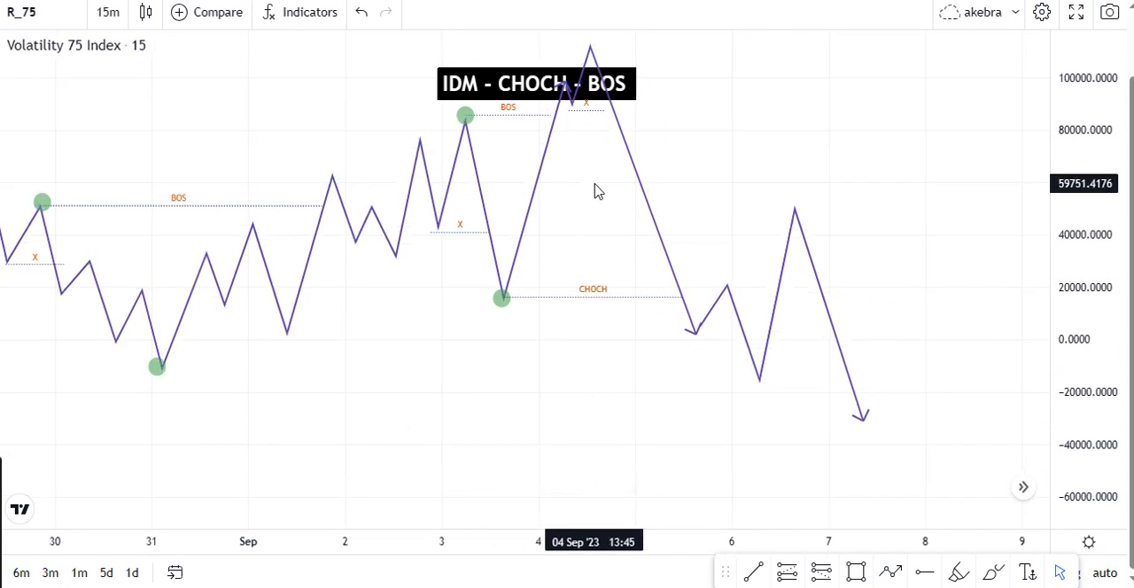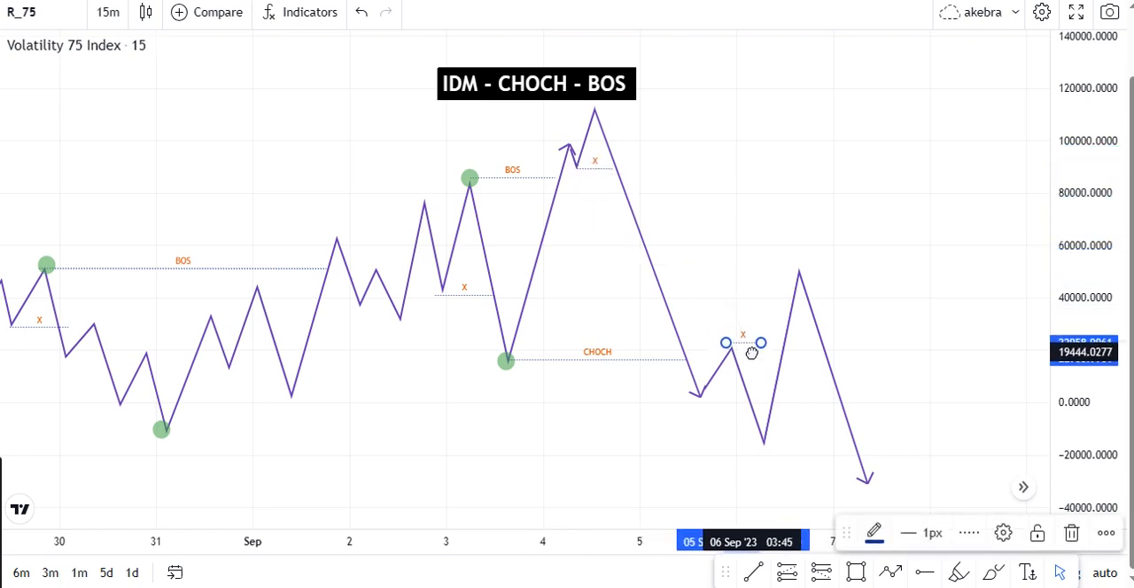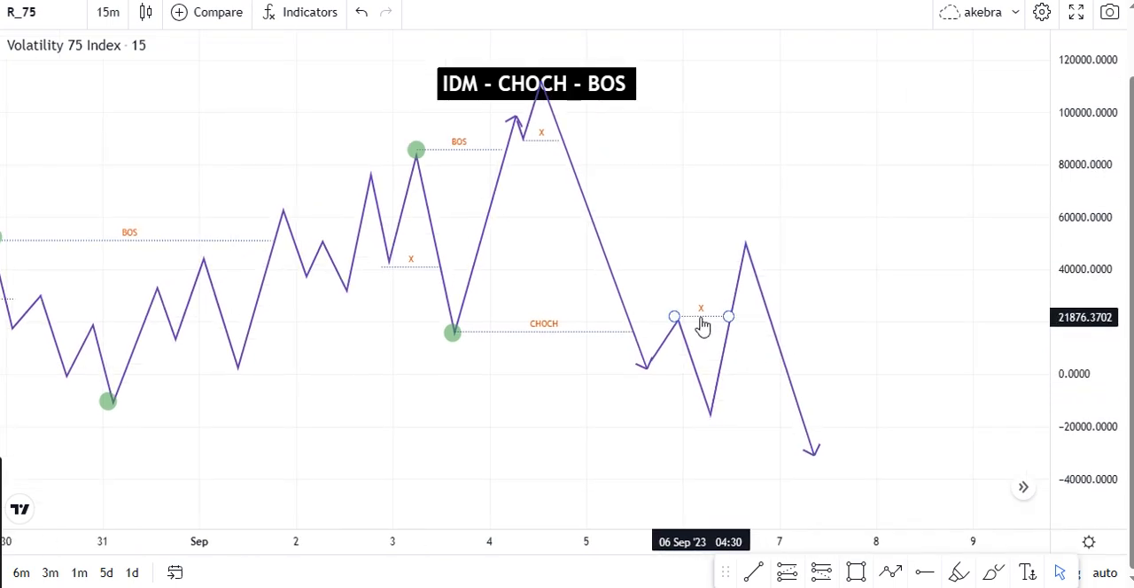So now, what happens to this? This inducement is now transferred. You see, transferred. Why? Because the market has changed character. So after a change of character, we are going to shift our inducement from the buy side to the sell side. That means we are going to start looking for inducement towards the downside. So we are going to wait for the market to take out inducement and push down.